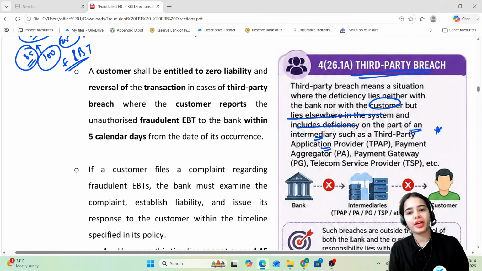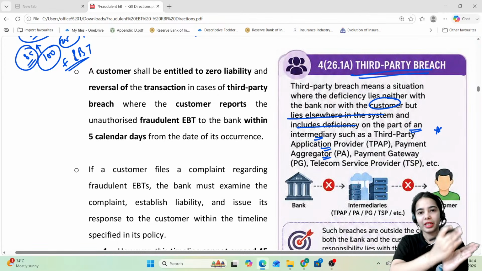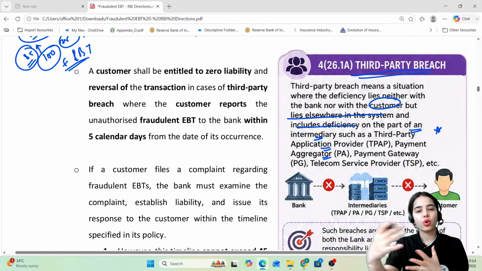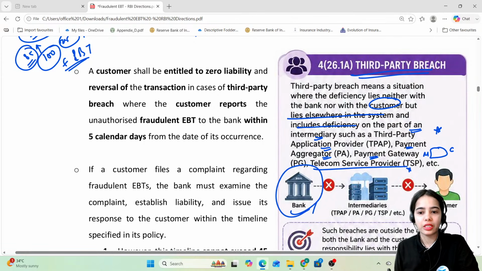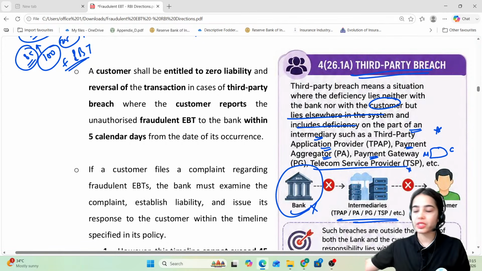So third party application providers such as Google Pay, Phone Pay, Paytm, aggregators that have the responsibility of helping the merchants take the payments from the customers, or having the interface of payments between the merchant and the customer. Okay, so payment aggregator, payment gateway that allows the payment to happen from the customers to the merchant, telecom service provider. So basically, if the bank does not have the responsibility, or the bank has no negligence or deficiency, it is the intermediaries where the breach has happened. Okay, it is because of the intermediaries that the breach or the negligence has happened.